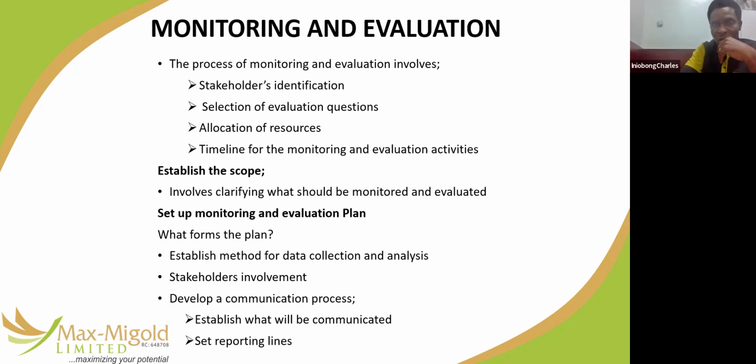You don't carry out monitoring forever. You don't carry out evaluation forever, because you put a timeline, a schedule, an interval to your monitoring, so you'll be able to evaluate and analyze and give a result, and an informed decision can be taken with your results. Establish the scope. You must establish the scope of your monitoring, which involves clarifying what should be monitored and evaluated. Set up a monitoring and evaluation plan. What forms the plan? Establish a method for data collection and analysis.